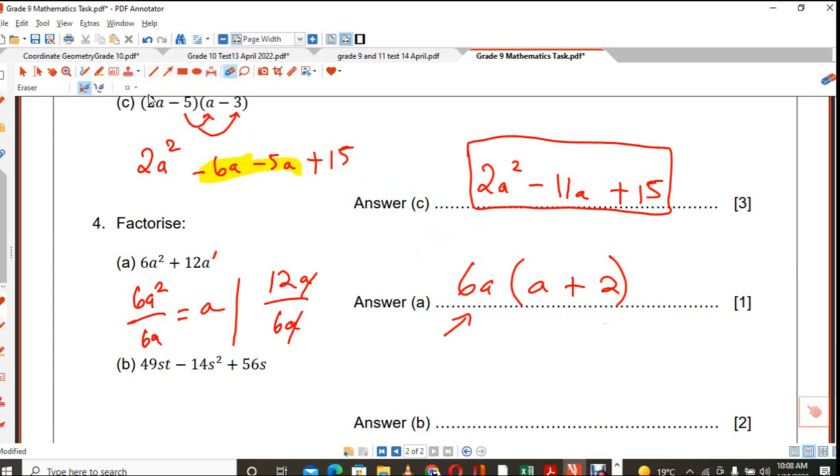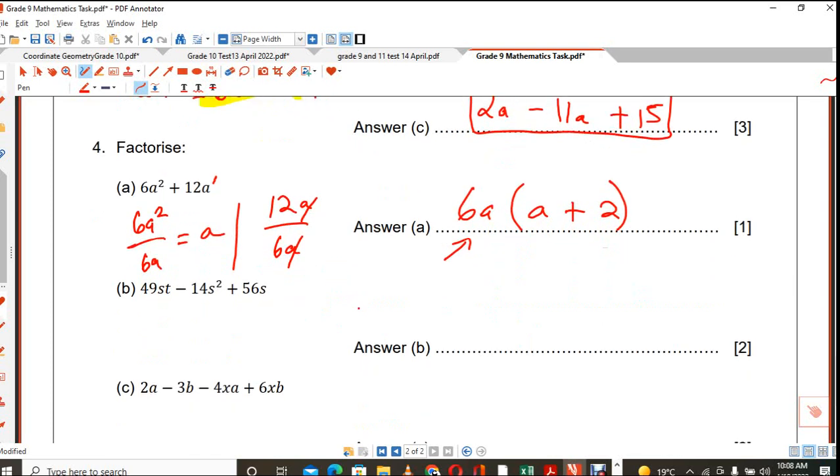So I was looking for the 6a. Some people took out the 3a. It's not yet the highest number that goes into 6 and also into 12. It's wrong because if you multiply back, you'll get 12a squared. 6a times a is 6a squared. Are you with me? 6a times 2 is just going to be 12a. You already took it out.